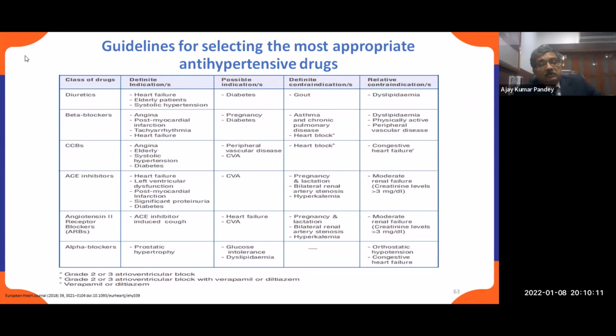Alpha blocker is basically for prostatic hypertrophy. It is a possible indication in glucose intolerance and dyslipidemia, and contraindicated in orthostatic hypotension and congestive heart failure.